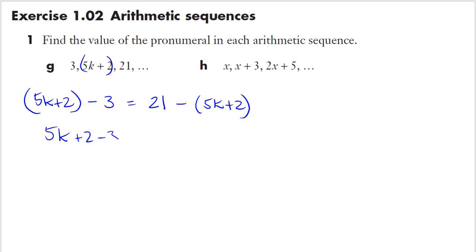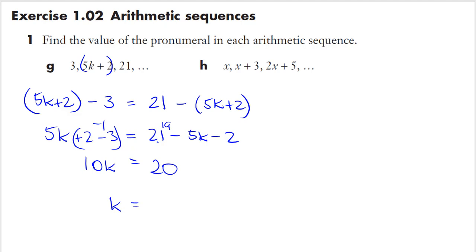5k plus 2 minus 3 equals 21 minus 5k minus 2. If we move the k's over, we're going to get 10k on this side. If we tidy this up here, we'd get minus 1. 21 minus 2 would give us 19. And if we add the 1, we would get 20. Probably could have thrown another step in there, but you get the idea. And we'd get k equals 2. We could check by substituting that 2 back into this bit here. 5 times 2 is 10, plus 2 is 12. And then just check: there's a common difference there of 9.